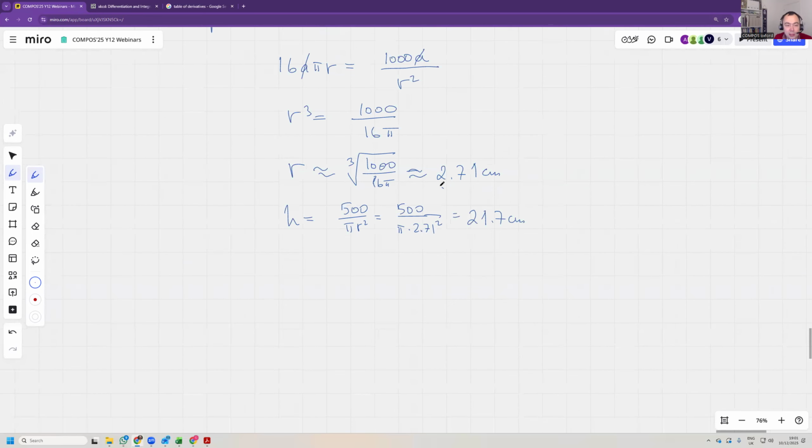Okay. And that is the dimensions of your can. So if you were making cans, you would probably be looking to minimize the price of the can. 2.71 is the radius and 21.7 centimeters is the height. It's quite a long can, but you can think of like a Coca-Cola can or something.